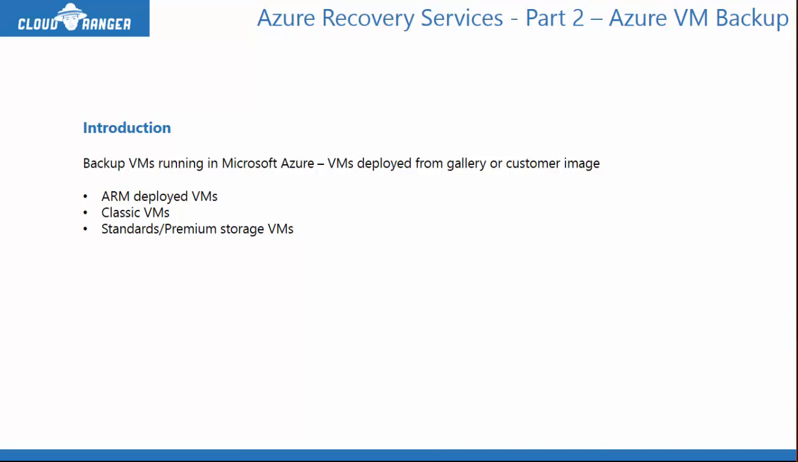The different kinds of virtual machines it can back up are ARM deployed virtual machines, which is Azure Resource Manager deployed virtual machines. It can also do classic virtual machines if you have them out there. And it will do virtual machines that are running on both standard as well as premium storage. Just to let you know, premium storage virtual machines were not supported before. It just got its support, and you are able to do it right now.